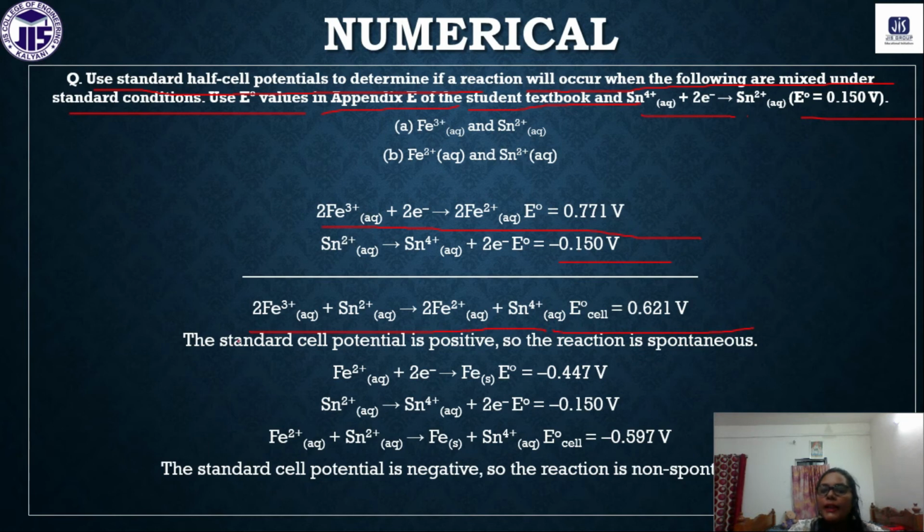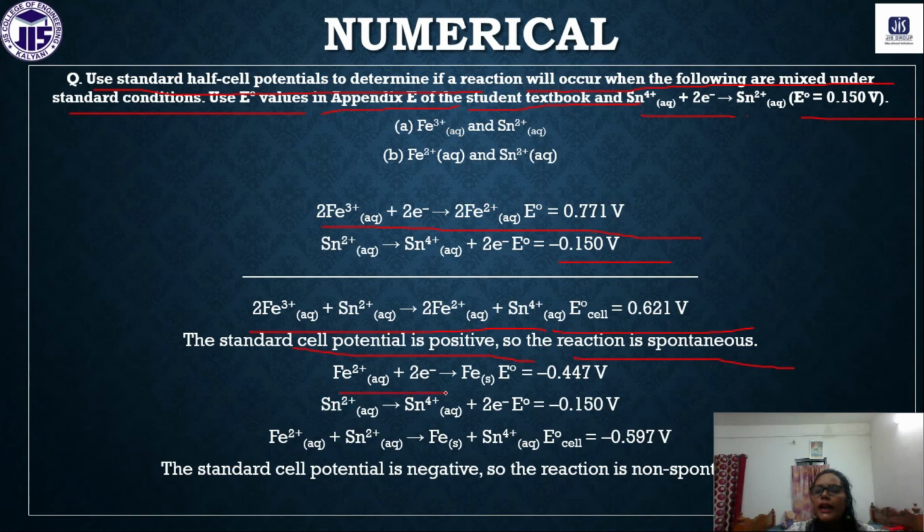Now the total whole reaction is represented by this. Okay, what will happen? Iron plus 3 plus tin plus 2 will form iron plus 2, that means plus 3 to plus 2, that means iron is reduced. Okay, and look here, tin plus 2 to plus 4, the oxidation state is increasing, that means the tin will be oxidized here. The E0 of the cell is 0.621 volt. The standard cell potential is positive, so the reaction is spontaneous. Okay, exactly.